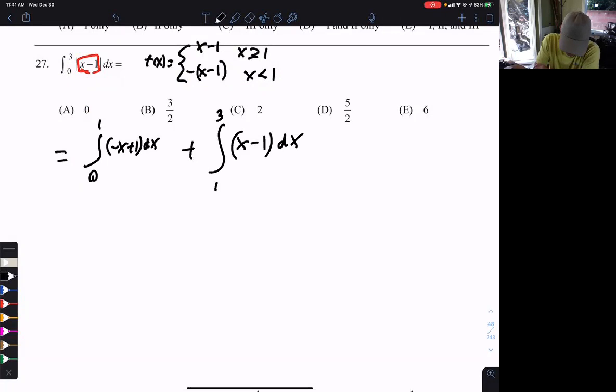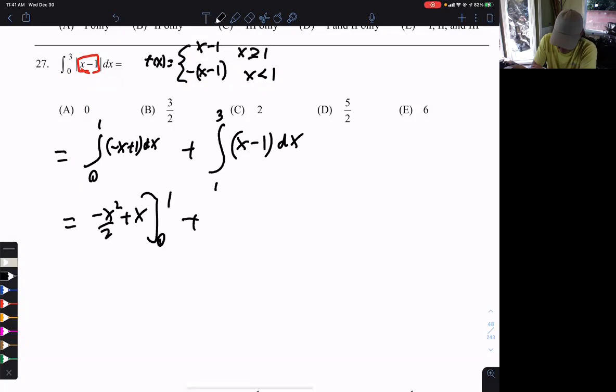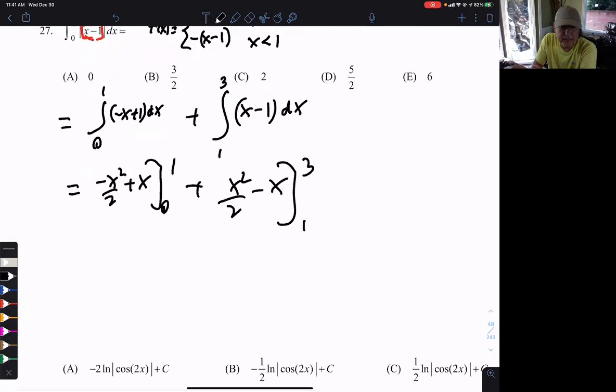And then I do this. It's minus x squared over 2 plus x from 0 to 1. That's going to be x squared over 2 minus x from 1 to 3. And now it's just a lot of algebra. But I'm going to show you actually a faster way of doing this. I'm just showing you a general way.